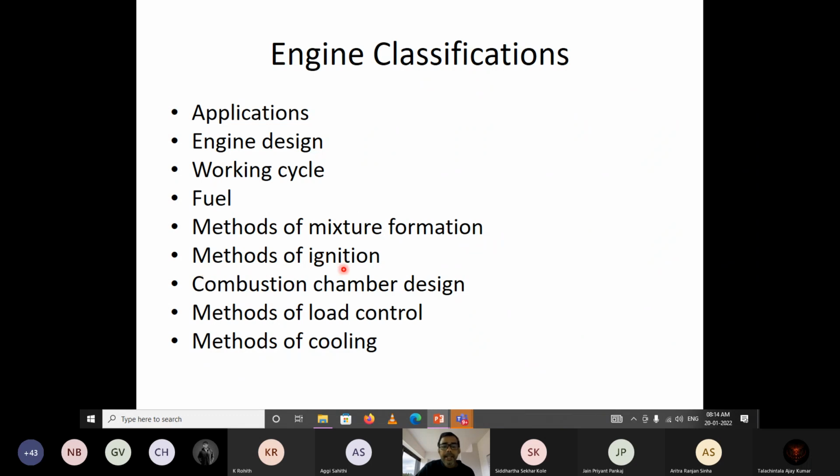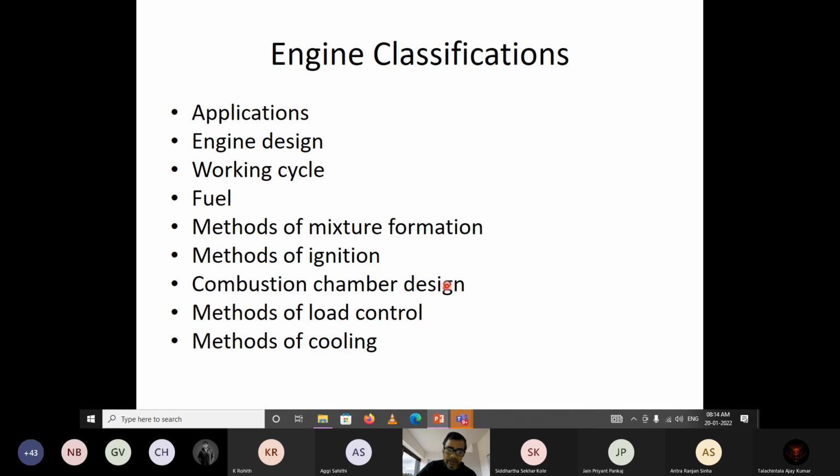Another way is the methods of ignition. Obviously it needs some kind of energy to combust the air and fuel mixture. So what kind of ignition methodology are you using? If you are using a spark, then it is called a spark ignition engine. Or if you are compressing the fuel and air mixture to such an extent that it auto ignites, then we call it a compression ignition engine. So based on that, we can also classify the engine.